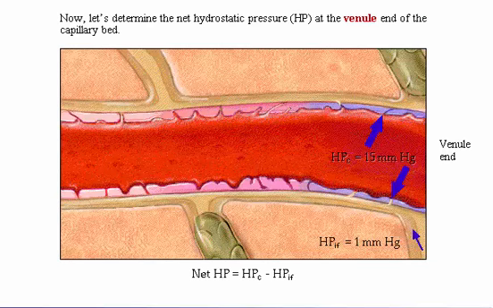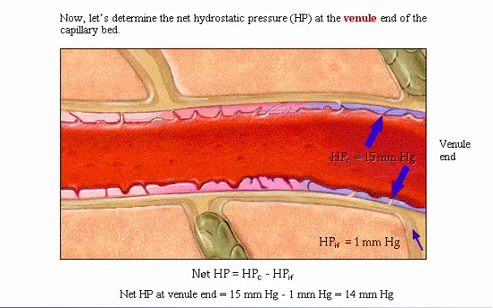Now let's determine the net hydrostatic pressure at the venular end of the capillary bed. Here, 15 millimeters of mercury minus 1 millimeter of mercury gives us 14 millimeters of mercury for the net hydrostatic pressure at the venular end of the capillary bed.